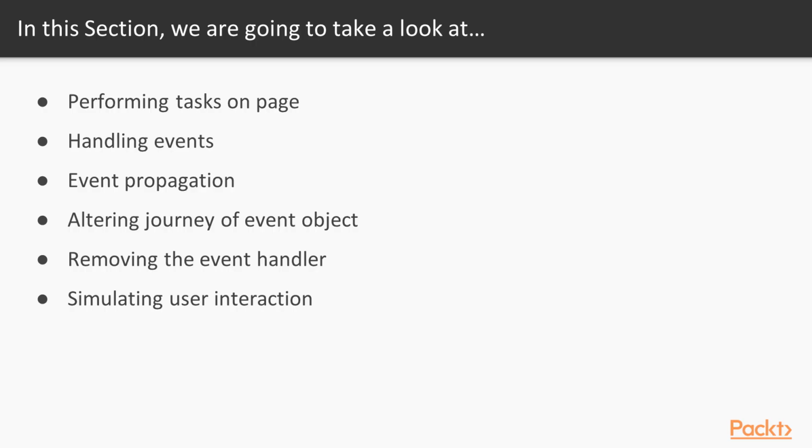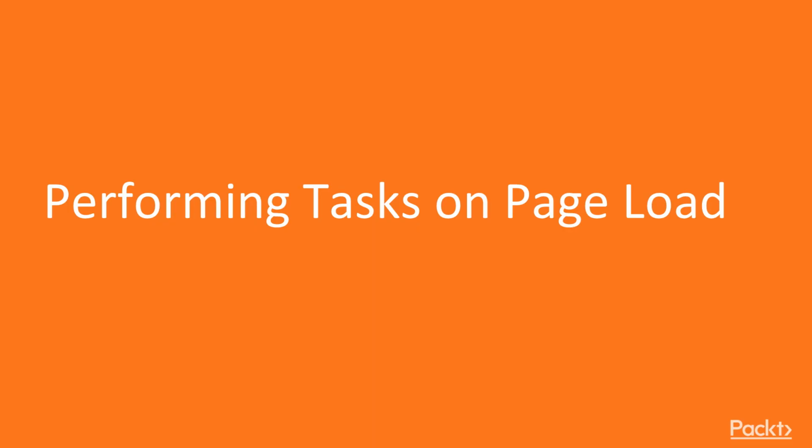We begin this section by performing tasks on page load. Moving ahead, we'll handle events, learn about event propagation, altering journey of the event object. Next, we'll be removing the event handler, and finally, we'll simulate user interaction. Now we move on to the first video of this section, performing tasks on page load.